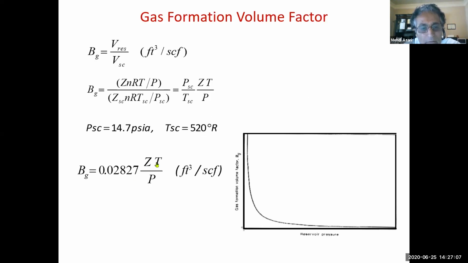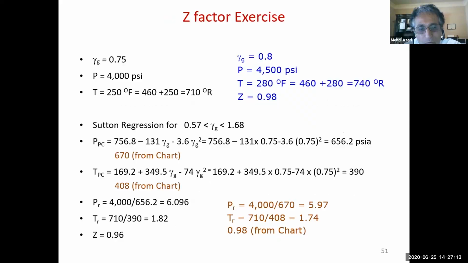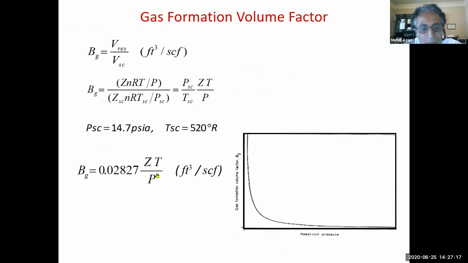So now if you have T, temperature, and P, pressure, you already calculated Z from the Standing and Katz equation. So now you have a Z, and then you can get the BG. Why do I need the BG? Because if I have produced so much gas at surface, I want to see what kind of volume it occupies. You just multiply by that one.